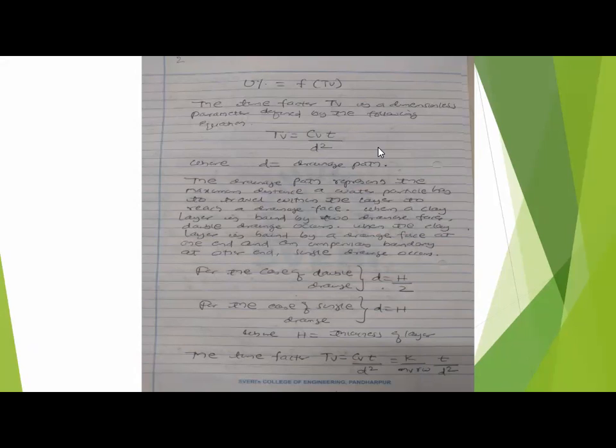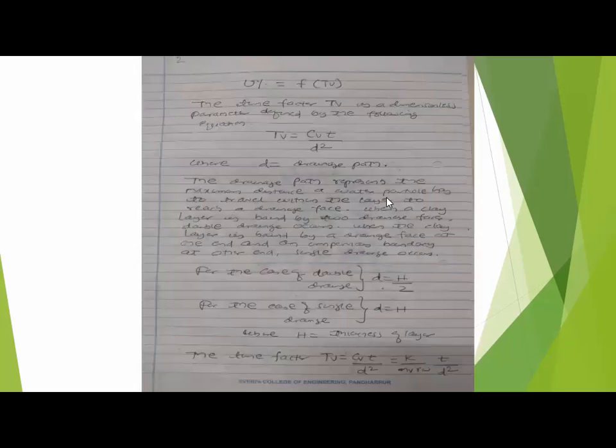In the question clearly it is mentioned whether it is single layer or it is double layer. For double drainage, D is equal to H/2. For single drainage, D is equal to H, where H is equal to thickness of layer, and time factor TV is given by this formula. D you have to decide. I hope now this much is clear to you.